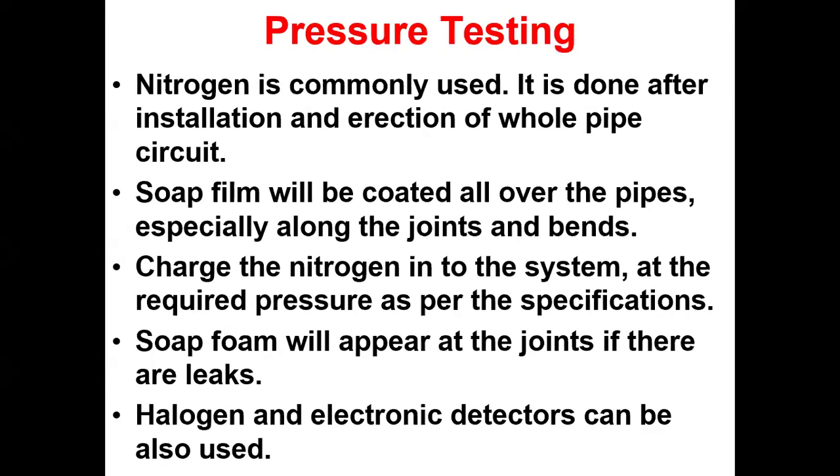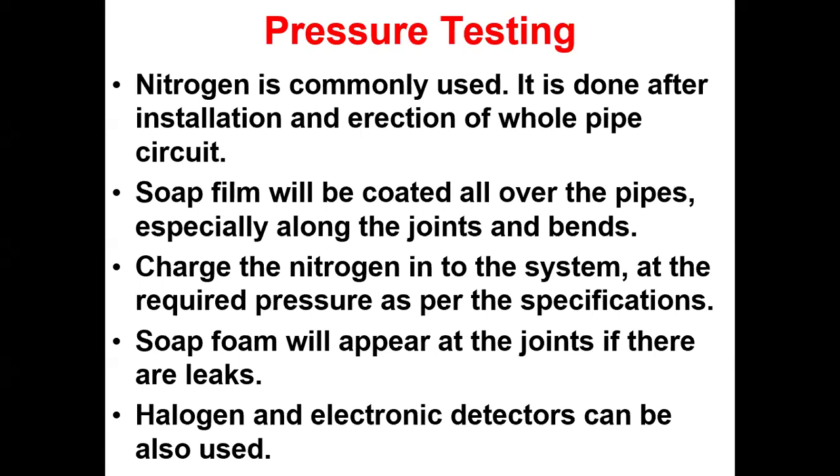Okay, that's it. Later, it's about the pressure testing in the copper piping. Normally, the pressure testing is run in order to know whether there are leaks. Generally, we will be using nitrogen. Okay, now. After installation and erection of the entire pipe circuit, which is the primary piping, that means the copper piping.